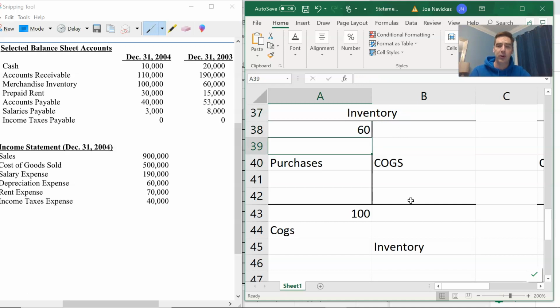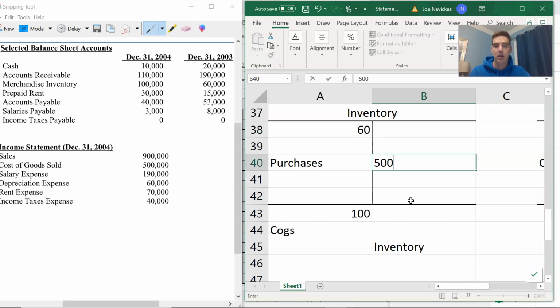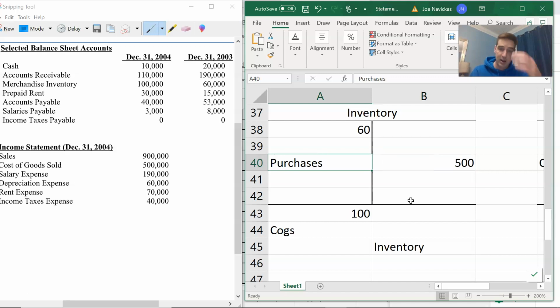First I have to figure out my purchase number, and I do that by looking at the control account inventory. I'm going to plug in that cost of goods sold of $500,000. So I know that this side is 100 greater than this side. So if I have 500 over here, the total of these two numbers should be 600. Therefore, my purchase number comes out to 540.